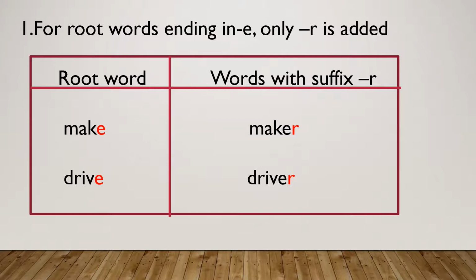Why? Because we have added R at the end of the root word. Correct student? Why have we added R at the end? Because here our root word ends with E. That's why we have added suffix R at the end. Have you understood student?